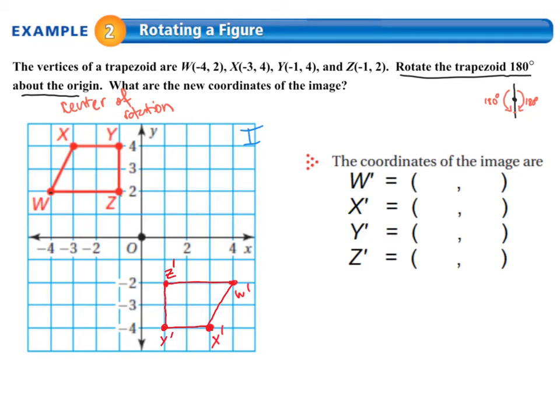It's a great strategy to make this go a little faster. So our final image is going to be at 4, -2. X prime is at 3, -4. Y prime is at 1, -4. Z prime at 1, -2.